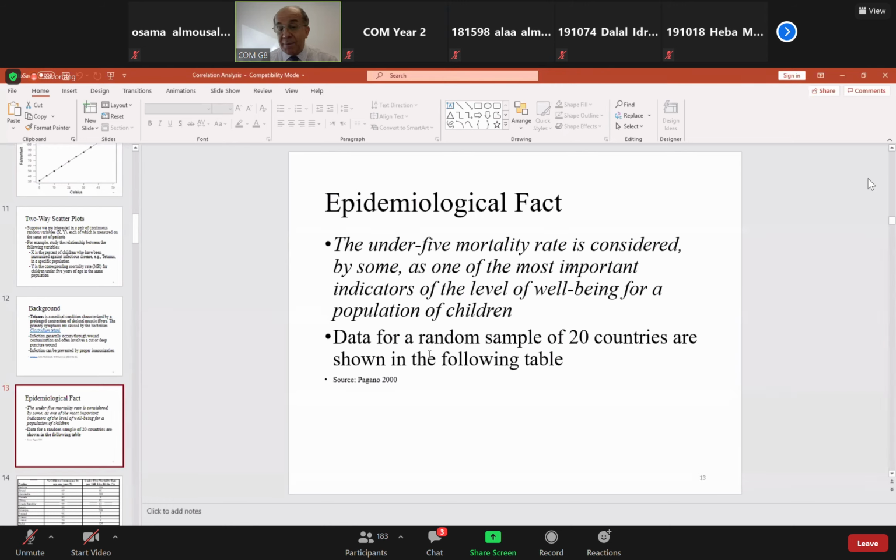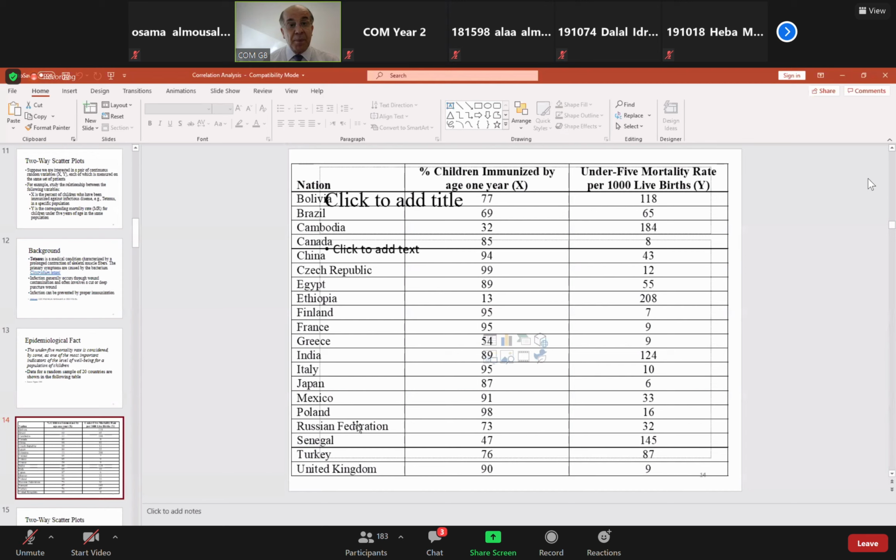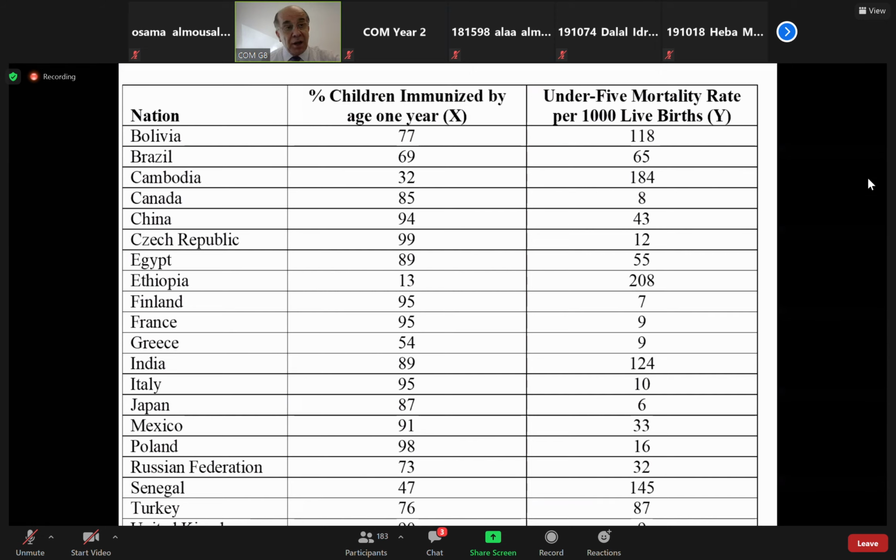Okay, so for example, we got you data about 20 countries, and this is the data. Look at this data. I'm sorry, it's a little bit small. The left column is the nation, Bolivia till United Kingdom. The variable X, the middle variable, is children immunized by age 1 year. So what is the percent of children in this country that were immunized by age 1? And then this is under 5 mortality rate per 1,000 live births. So instead of saying how many dead, we say mortality per 1,000, and then you multiply by how many thousand you have in this population.